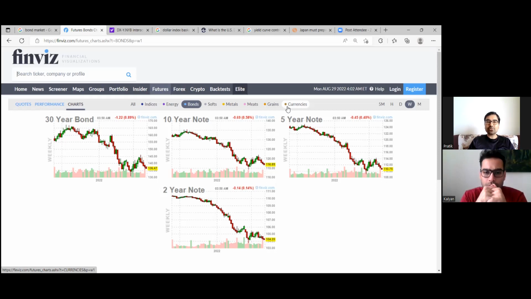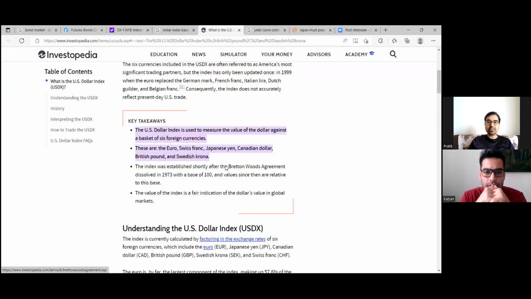There is one specific index called the dollar index. Now the dollar index is not determined based on, let's say, dollar to INR or dollar to Sri Lankan rupee. It is only determined based on six major currencies, right? If you look at the dollar index, it is comprised against the six major currencies, which are the euro, Swiss franc, Japanese yen, Canadian dollar, British pound, and the Swedish krona.